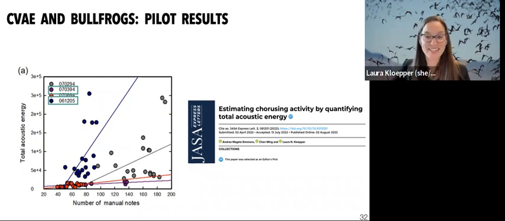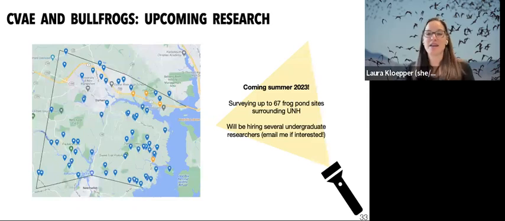But the exciting news is we're going to find out this summer, because we have some funding and we're going to do a deep dive around the UNH campus. There are 67 potential bullfrog habitat sites. I had a very ambitious student map this out for me, and we identified 67 candidate sites. I have funding for undergraduates this summer to help join a project to survey all of these frog ponds. You can count frogs by shining flashlights. We're going to be making the acoustic recordings and getting that actual count.